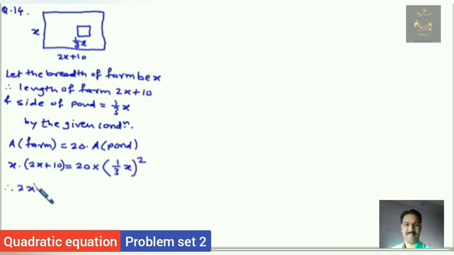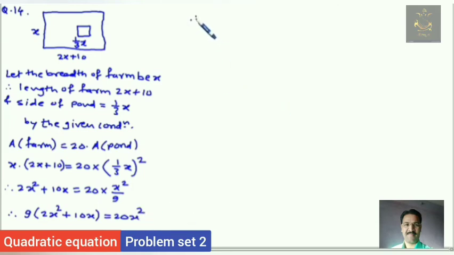2x square plus 10x equals 20 into x square upon 9. Now this 9 goes to this side. That means you can write 9 into 2x square plus 10x, and this side 20x square. Okay friends, now look here. Just try to solve. Only the solution is very important. That is 18x square plus 9 into 10, 90x, is equal to 20x square.